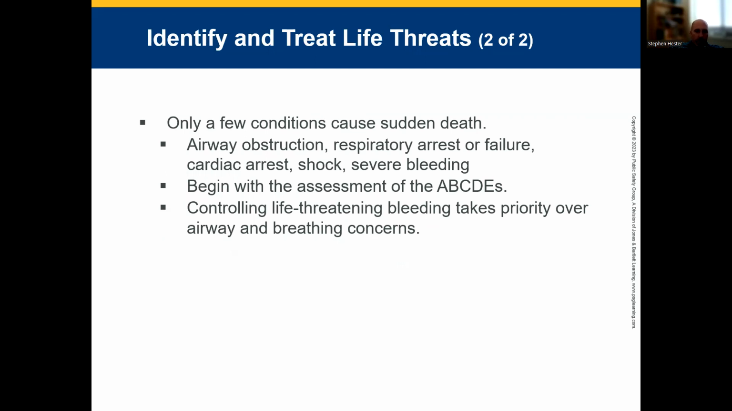Airway obstruction and respiratory arrest are the big life threats that we usually correct pretty quickly. Cardiac arrest, we usually start chest compressions pretty quickly. We usually start both of those at the same time. Then severe bleeding, shock, obstructive shock, anaphylaxis, that kind of shock.